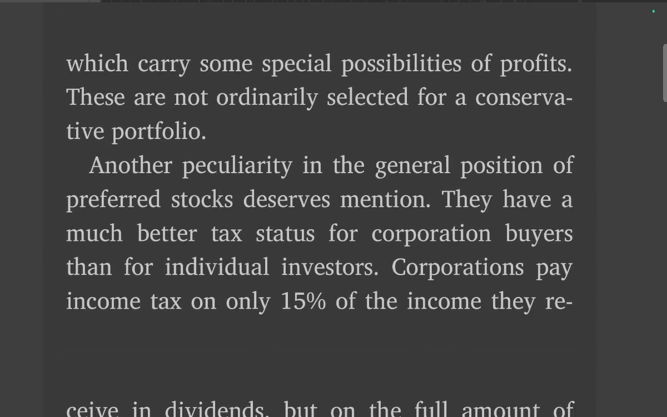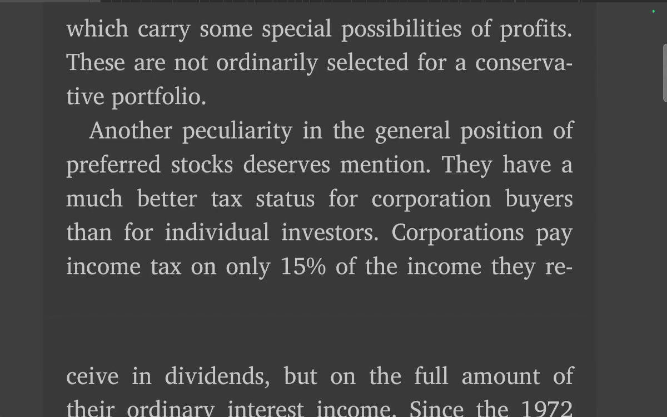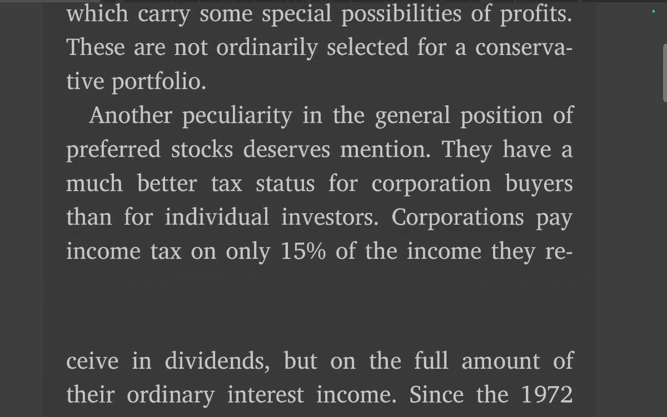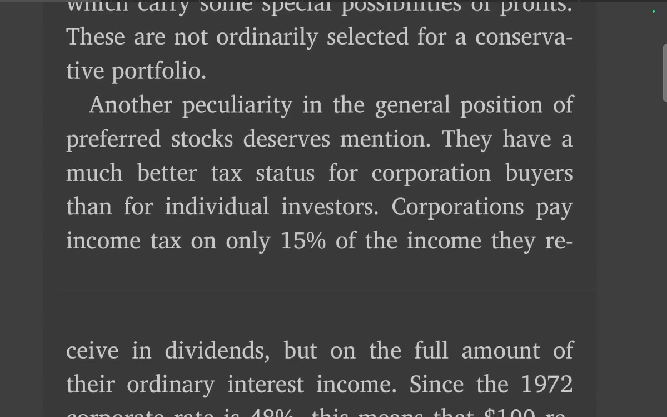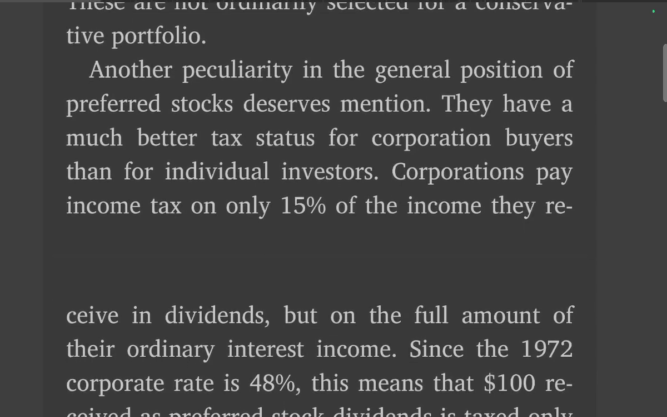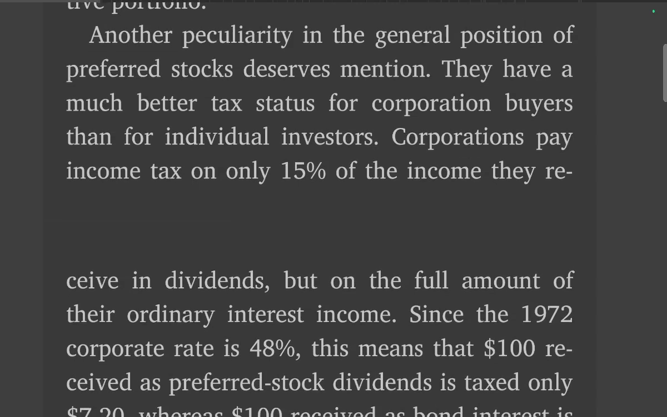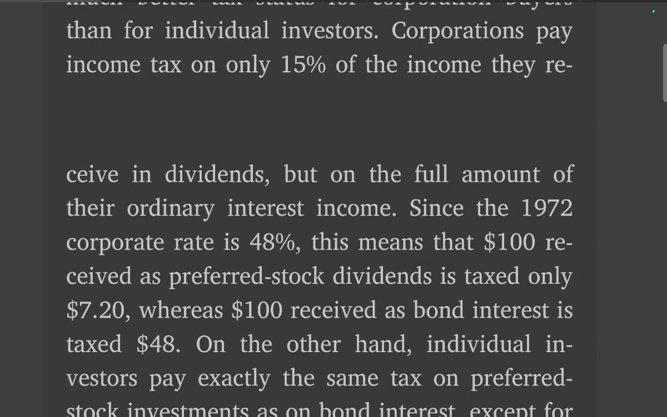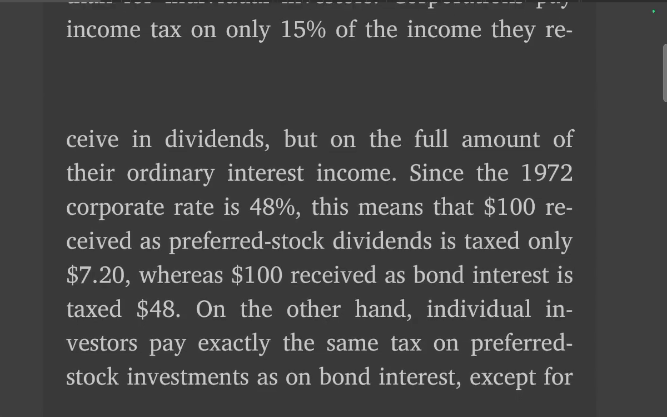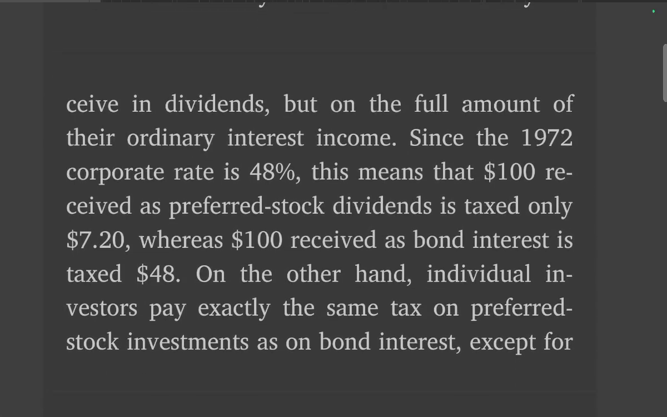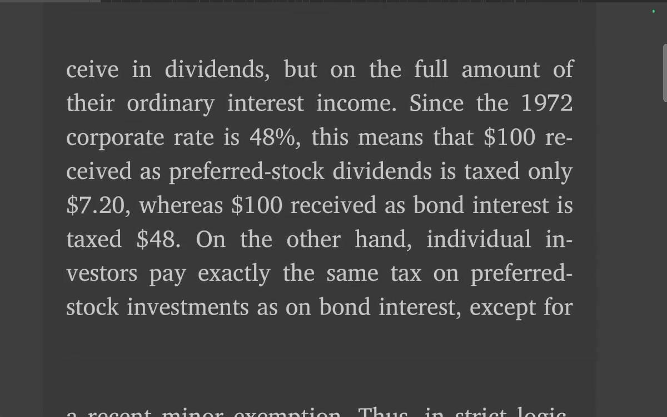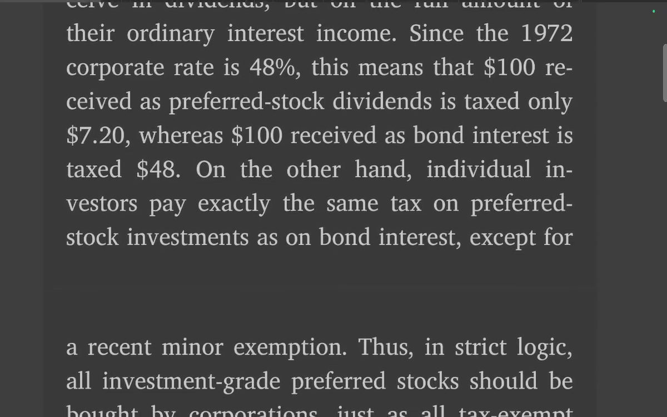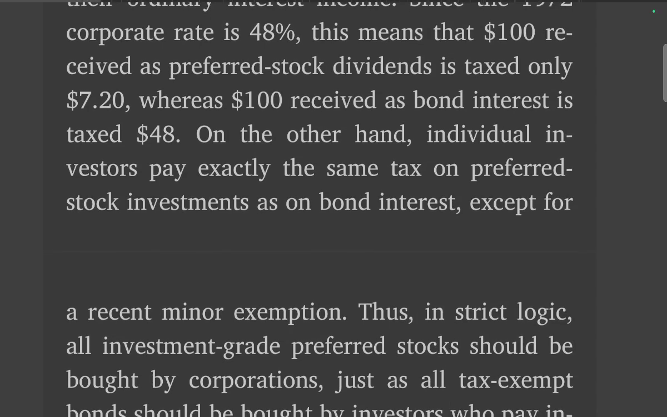Another peculiarity in the tax provisions of preferred stock deserves mention. They have a better tax status for corporate buyers than for individual investors. Corporations pay taxes on only around 15% of the dividend income they receive, but on the full amount of ordinary interest income. Since 1972, the corporate rate is 48%, which means that $100 received as a preferred stock dividend is taxed at $7.20, whereas $100 received as bond interest is taxed at $48.